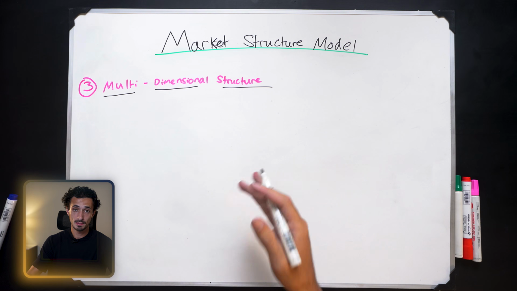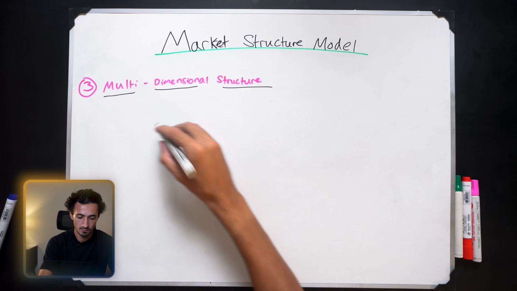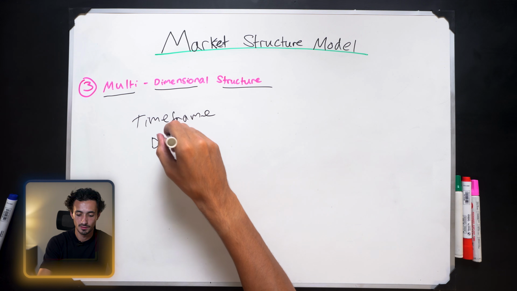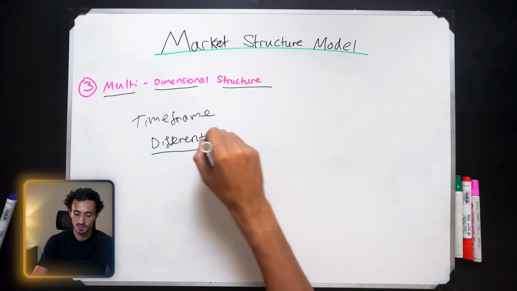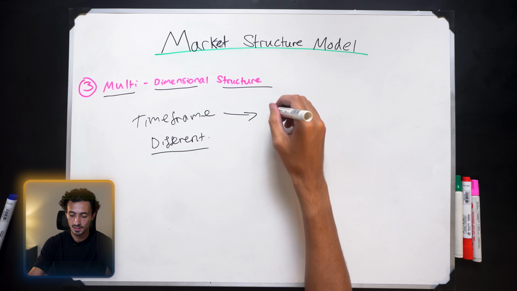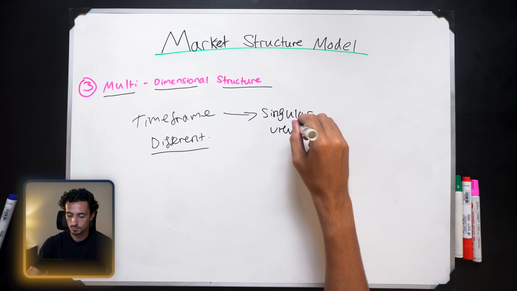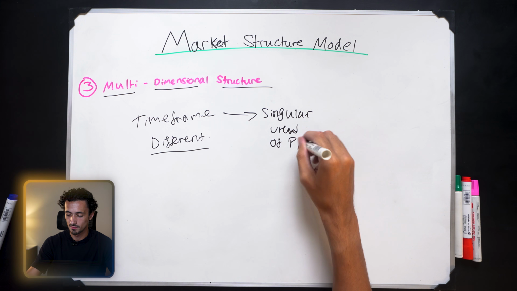multi-dimensional structure. Again, one of the biggest mistakes that I see when traders are trying to trade market structure is they forget that market structure has multiple dimensions, right? It's not singular dimensional. What I mean by that is if you look at any time frame, any different time frame that you look at will show you something different, because a time frame is simply just a singular view of the same price action.